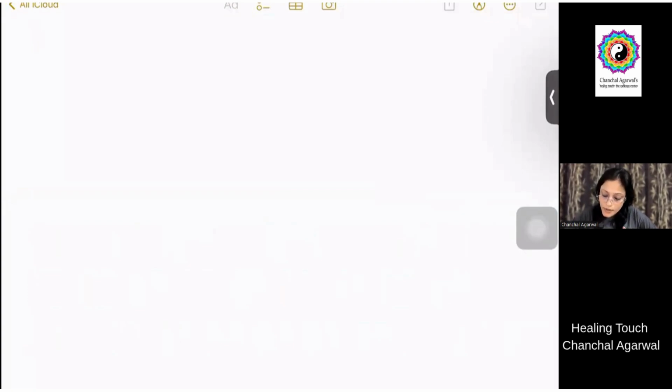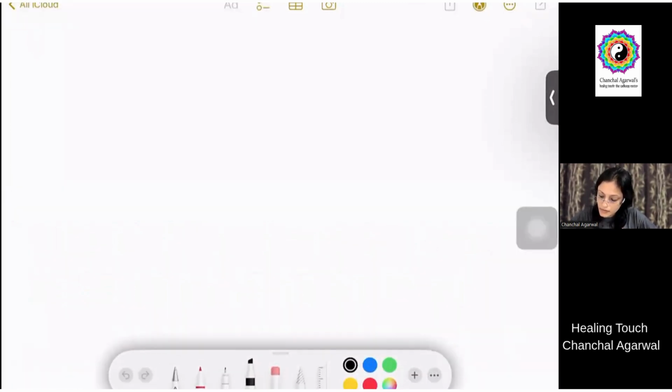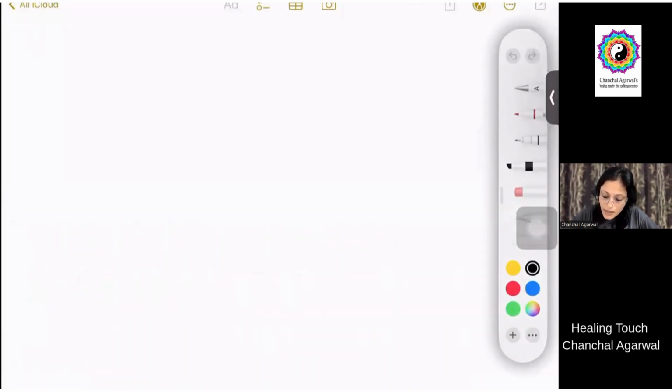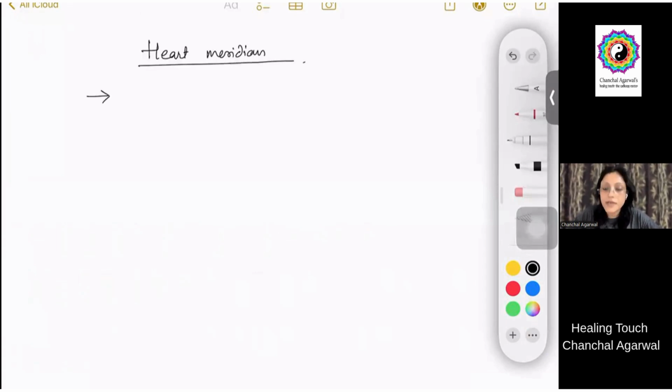So if we are talking about heart meridian, what type of meridian is this? This is a yin meridian. It's a small meridian. That is the beauty of this meridian.